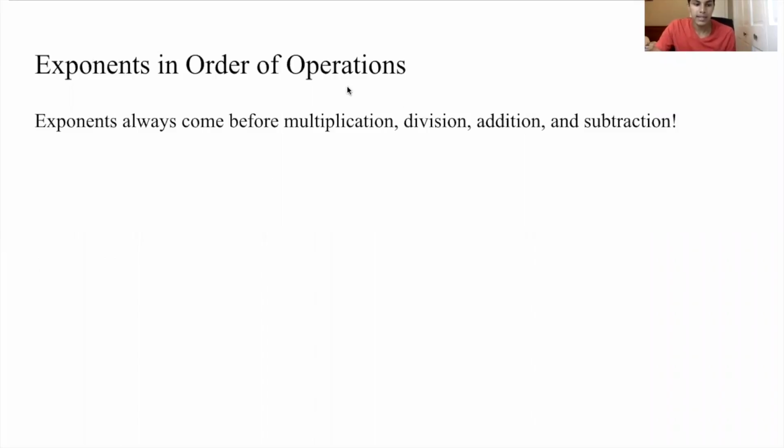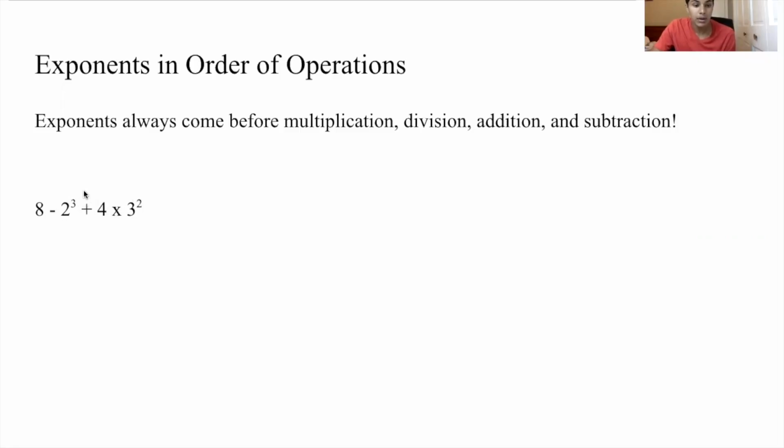So the rule is that exponents will always come before multiplication, division, addition, and subtraction, absolutely no matter what. So they will be the first thing that you simplify before any of these other four operations. So let's look at an example. Here's an example with a few exponents in it. And remember, exponents are when we raise a number to a certain power or multiply it by itself a certain amount of times. So in this expression, we have subtraction, addition, and multiplication.